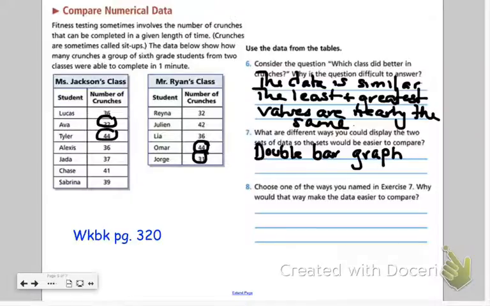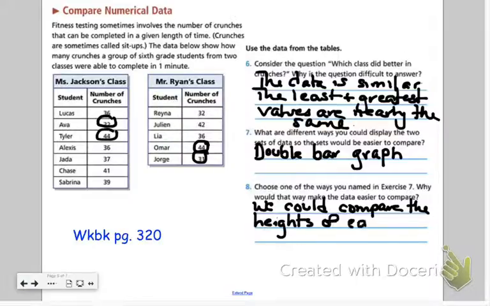And then for number 8, choose one of the ways that you named in exercise 7, and why would that way make the data easier to compare. So I obviously picked a double bar graph in number 7. I think that one would be easier to compare because we could compare the heights of each bar for each class. So I love double bar graphs.